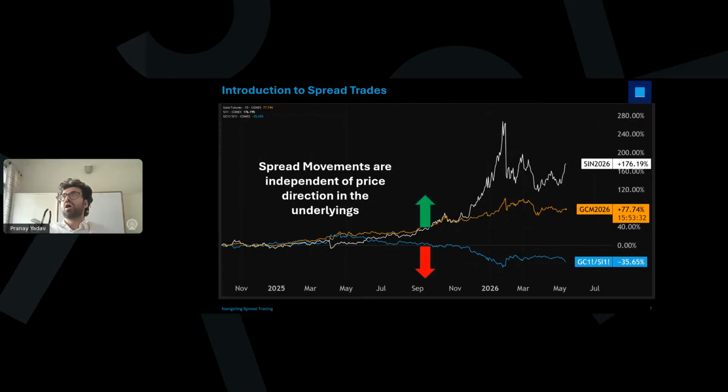Silver prices are up 176%, gold prices up 77%. Despite that, the gold to silver ratio is actually down 35%. And that's crucial, right? It's because spread movements are actually independent of what any one of the legs is actually doing. It doesn't depend on one of the legs at all. It doesn't depend on whether gold prices are rising or whether silver prices are rising. All it depends on is whether gold prices are outperforming silver prices.